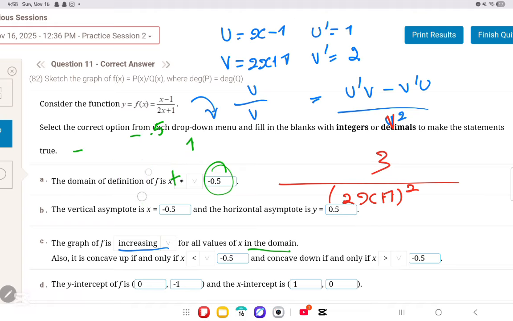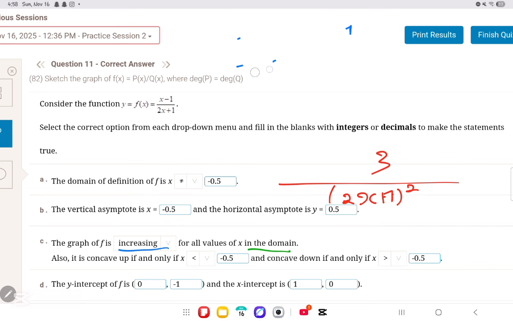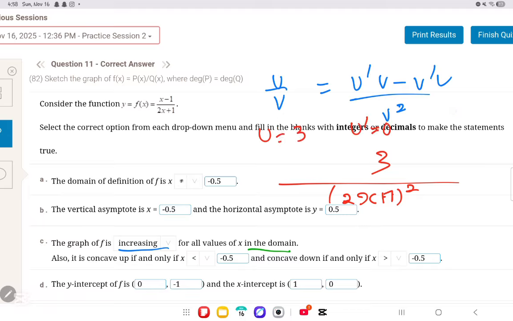Now, how do I find out if it's concave or not? You need to do the double derivative. So let us do the double derivative together. Again, it's u over v, so you do u prime v minus v prime u over v squared. So u is 3, u prime is 0. v for me is 2x plus 1 squared. And v prime is what? v prime is 2 times 2x plus 1 to the power of 1, times, don't forget, the derivative of the inside, which is 2.